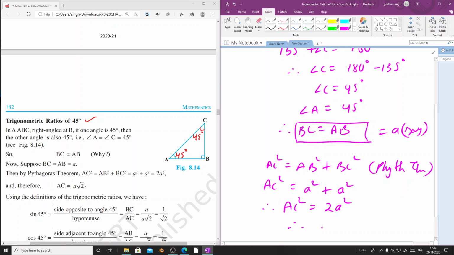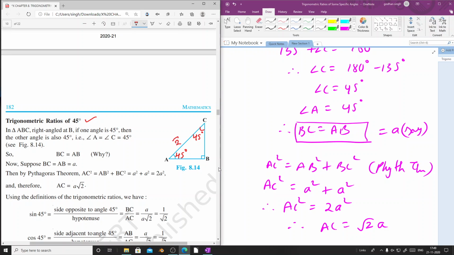Now we will find the value of AC. We can find it by taking the square root on both sides. The square root of 2 is root 2 and the square root of A square is A. So this will give us AC equal to root 2A, and this side is A and this side is A.